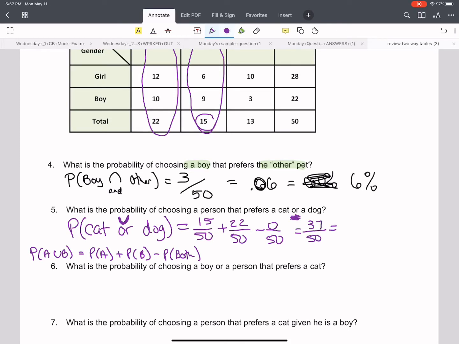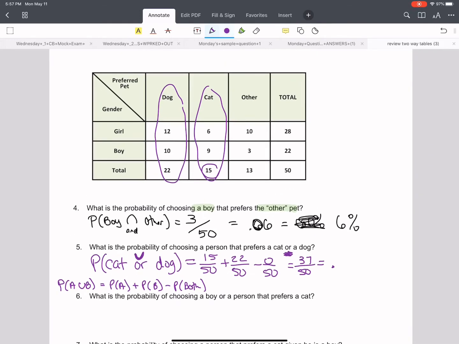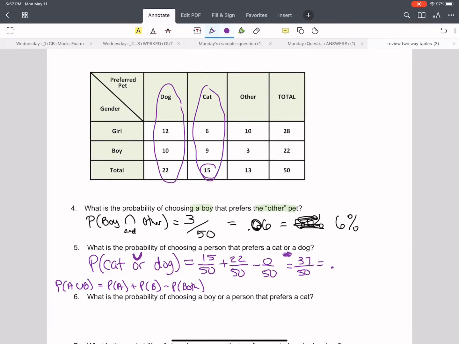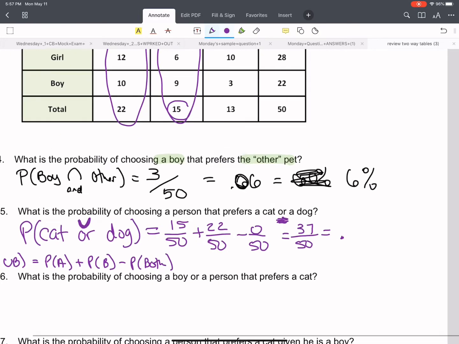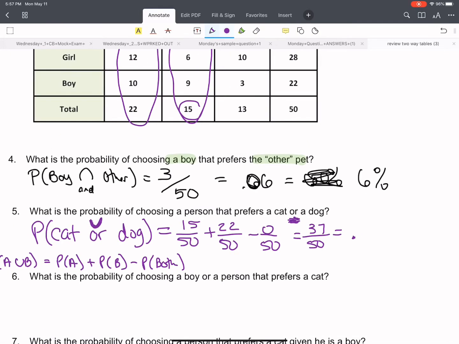And 37 out of 50 is about, I think I added that wrong. Cat was 22... oh yeah, no, I did that right, and that one's 15. So that's 37 out of 50. So 37 out of 50, I think, is 0.74 or 74%.